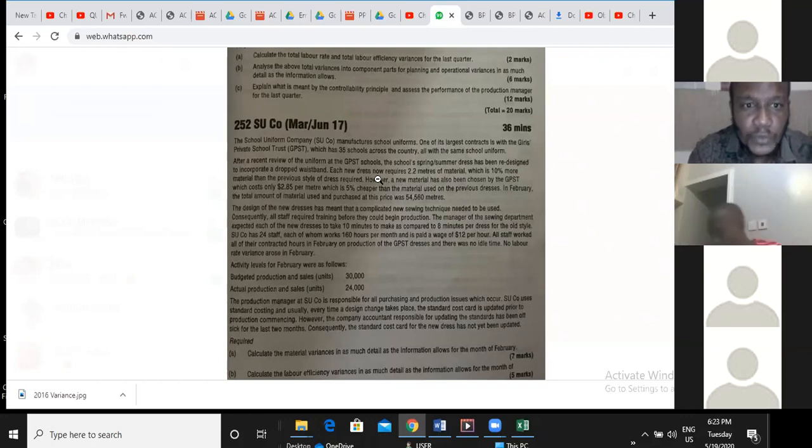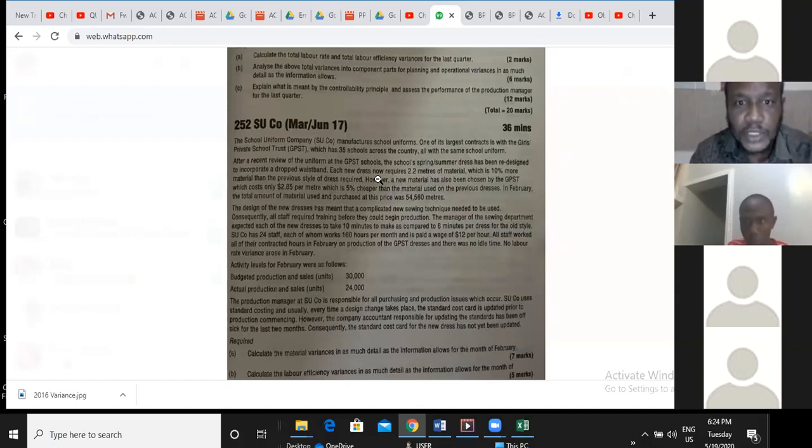In a recent review of the uniforms at the GPST schools, the school's spring-summer dress had been redesigned to incorporate a dropped waistband. Now that would immediately, redesigning starts telling me about operational and planning. Immediately I see that I can pick up some kind of information and know what I'm doing. So redesigning means if they change the product design, remember what happened in one of the questions we looked at recently. Once they change the product design, that would affect the amount of material that they will use in this case, and maybe the labor efforts too.